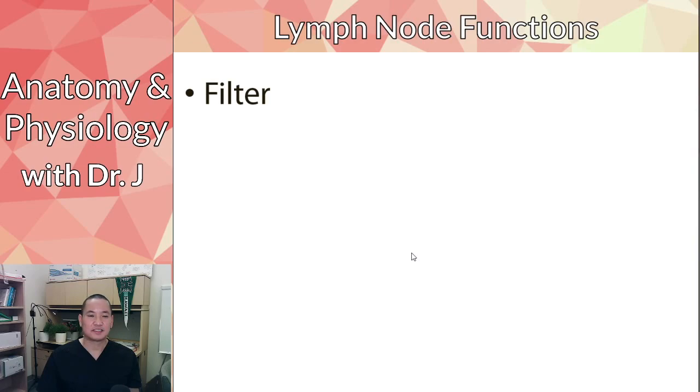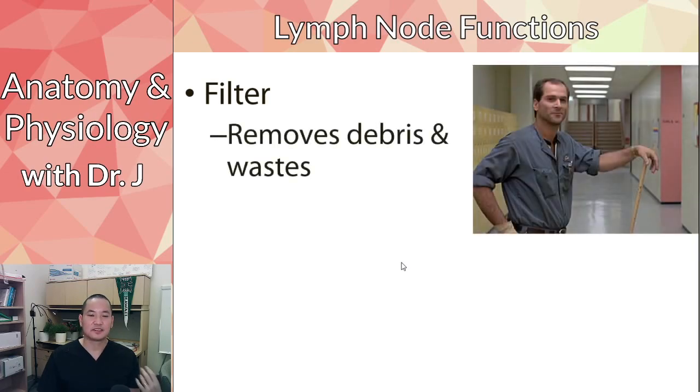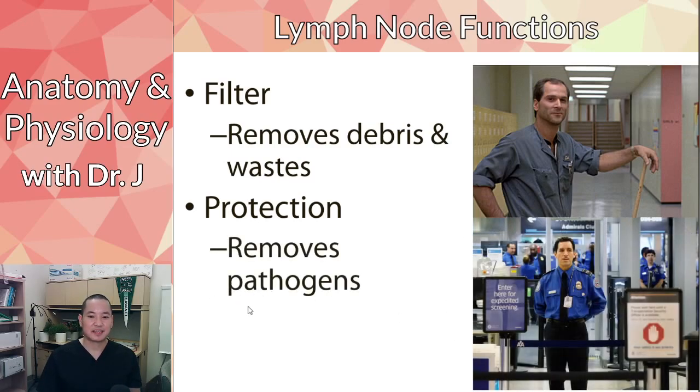Now, what does it do? It filters, so it removes debris and waste. It's one way of getting rid of the garbage, but it's also there for protection. So basically, all of the interstitial fluids and those excess fluids, and even if there's an errant bacteria that somehow gets into your lymphatics, it's going to hit all these immune cells when it goes to the nearest lymph node. So it also removes pathogens.